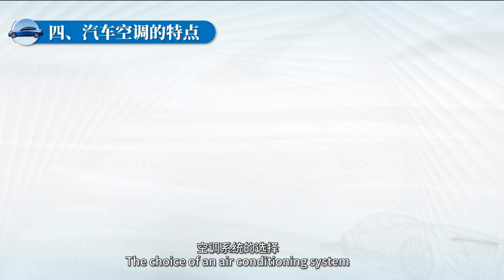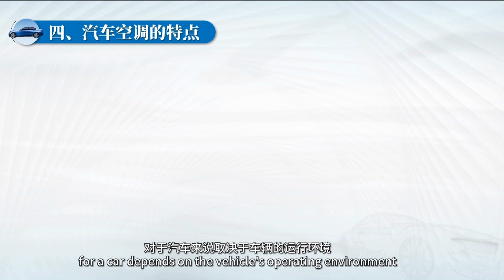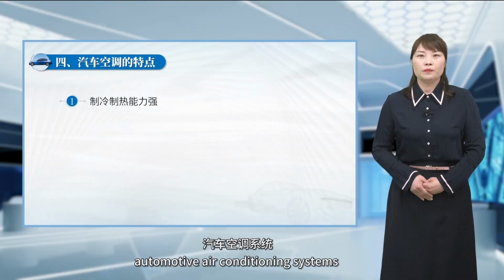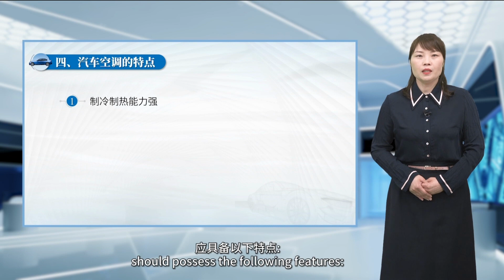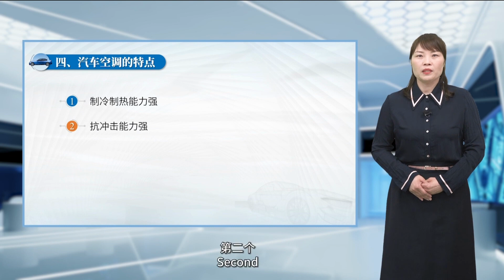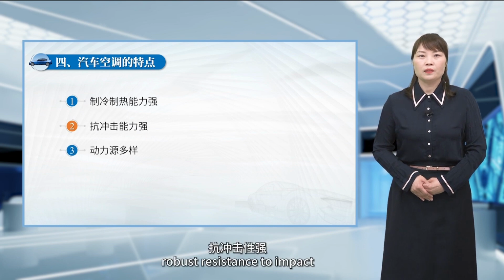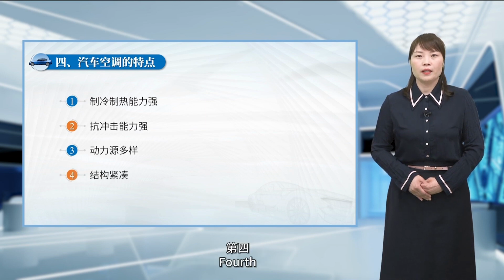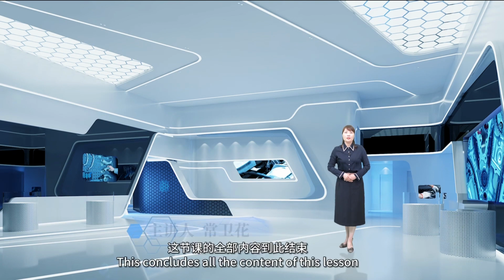The choice of an air conditioning system for a car depends on the vehicle's operating environment and specific requirements, especially its ability to adapt to harsh conditions. Generally speaking, automotive air conditioning systems should possess the following features. First, strong cooling and heating capabilities. Second, robust resistance to impact. Third, versatility in power sources. Fourth, compact structure. This concludes all the content of this lesson.